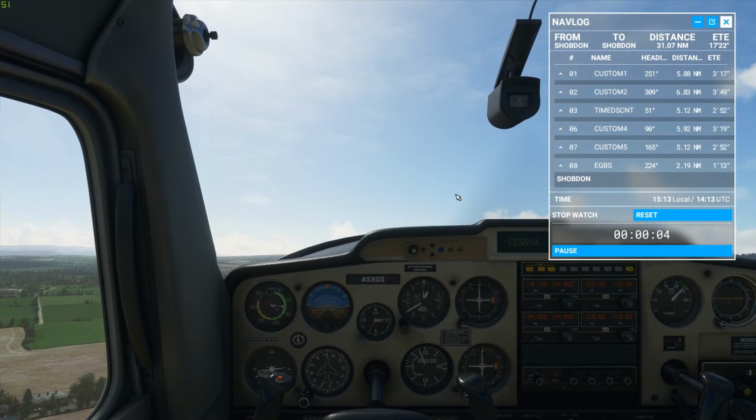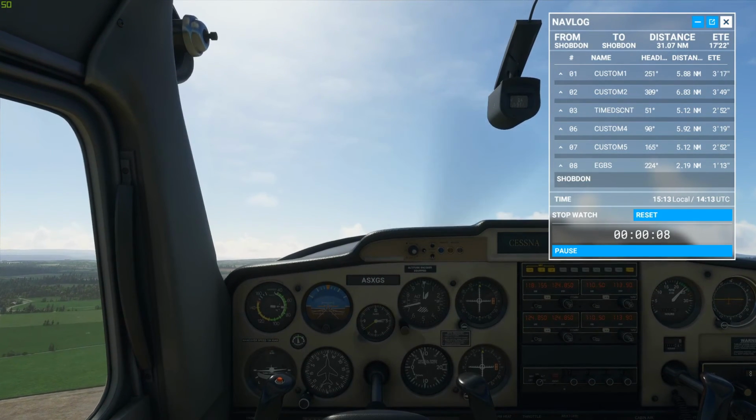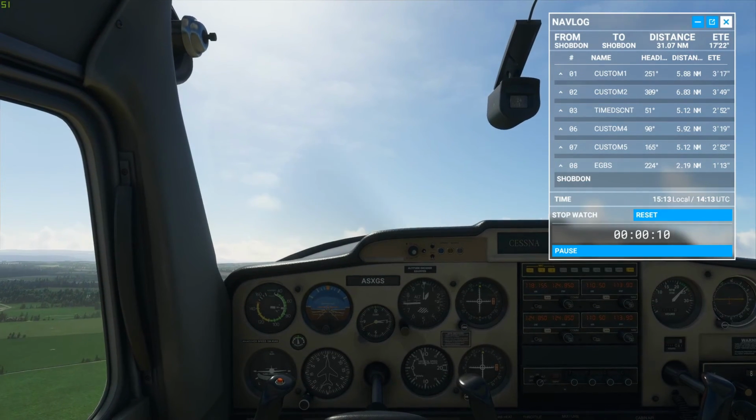I'm going to be climbing initially to about 3,000 feet. I know that because the hill we're going to be going over is about 2,000 feet, so I want to be 1,000 feet above that.